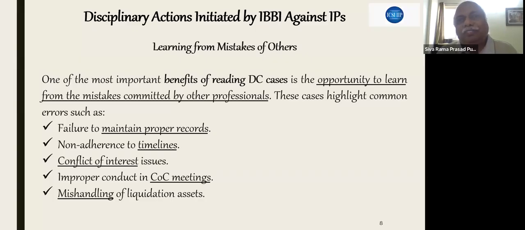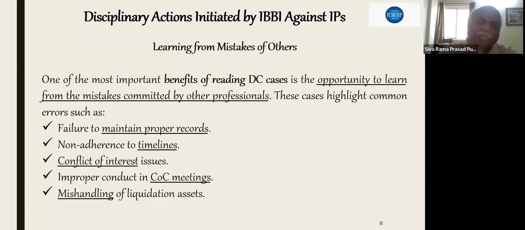This is not rocket science. Planning and time management are very much required. This is a project. CIRP is event management, liquidation is also event management, PPIRP is also event management, voluntary liquidation is also event management, and personal guarantor to corporate debtor is also event management. The events are defined in the regulation. Once I have completed each and every event, I have to move to the next event. Thereby, a lot of comfort will be there.